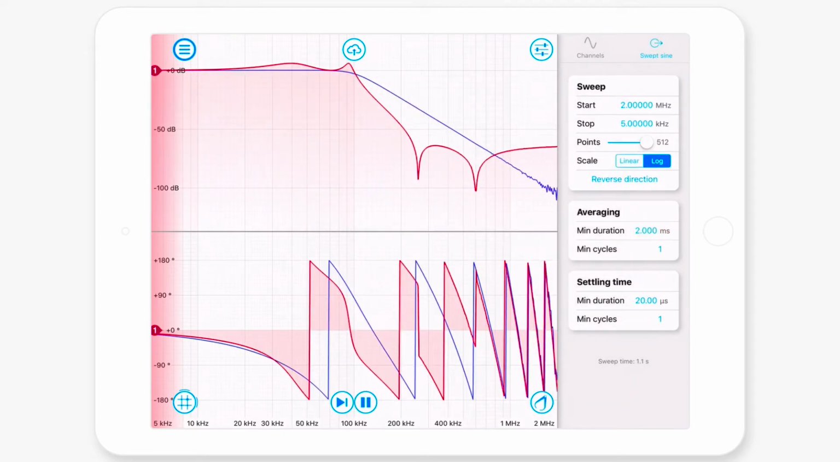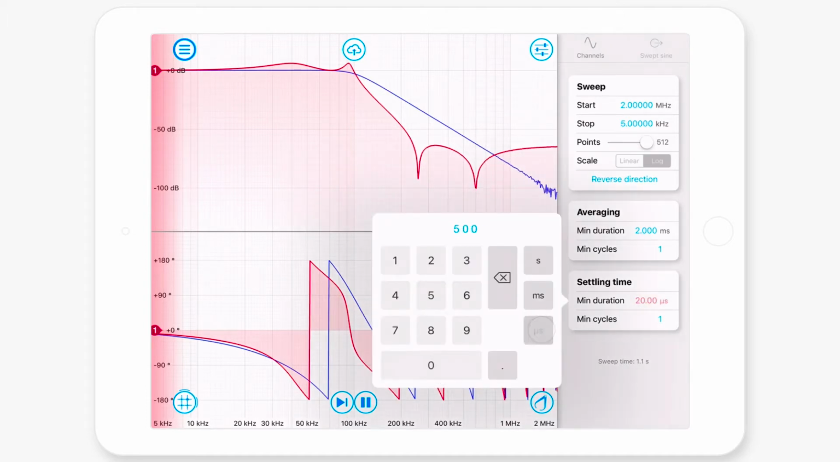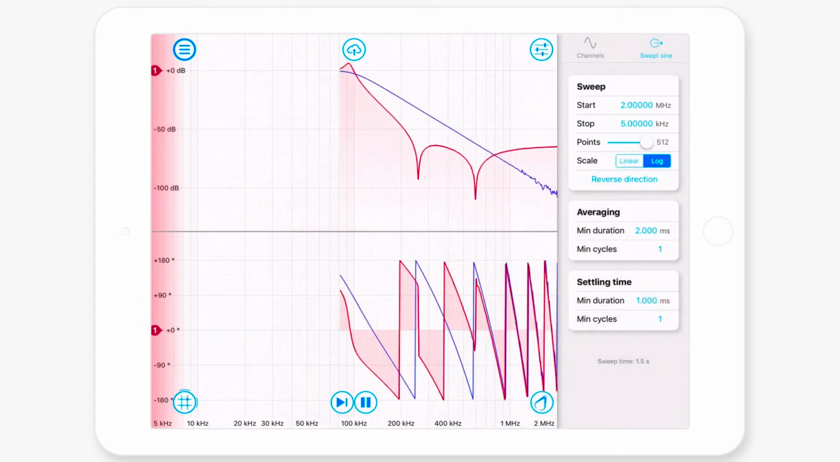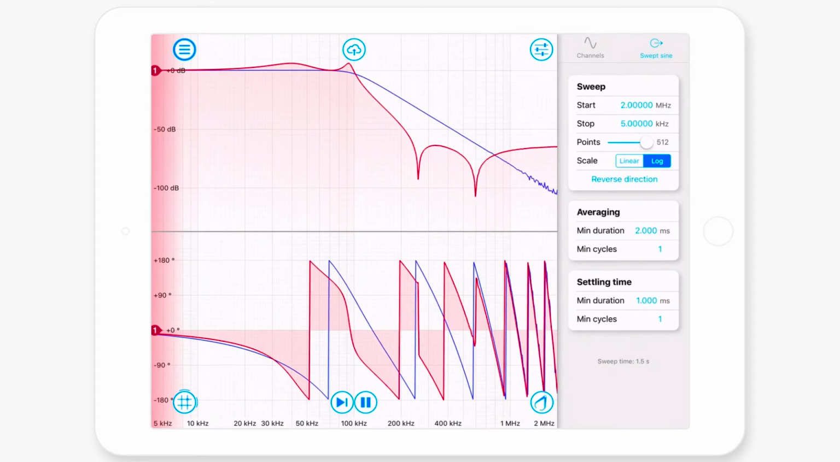Settling time, on the other hand, defines how long the instrument waits before beginning a measurement at each frequency in the sweep. This is important when characterizing resonant systems with high Q factors, which require time to settle between measurements. Settling time is also important when measuring the frequency response of systems with large propagation delays.